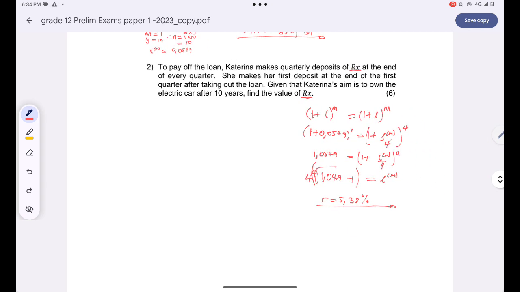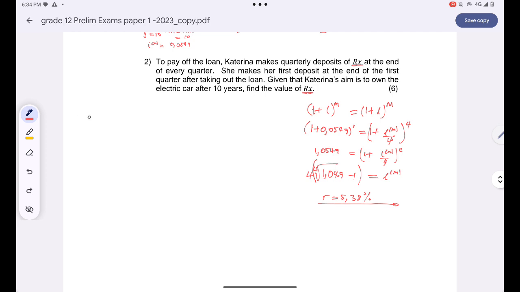That means I can simply calculate the amount of money Katrina will pay each and every quarter. The present amount, guys, is just 100,000 rands. We are looking for the installment that she will pay at the end of each quarter.